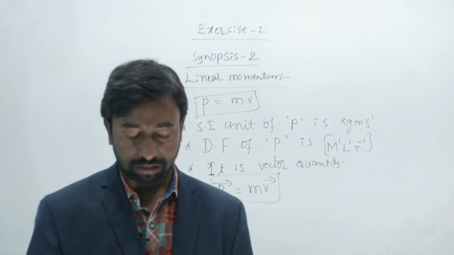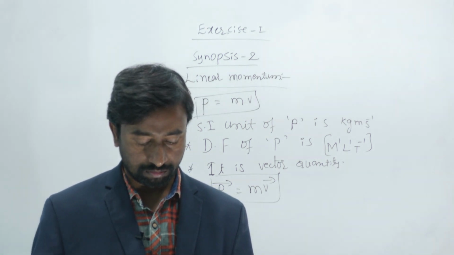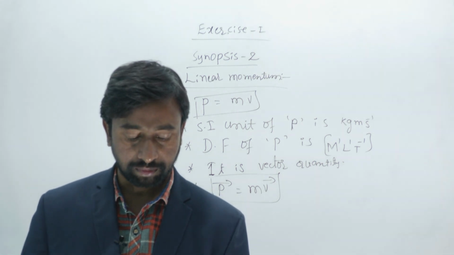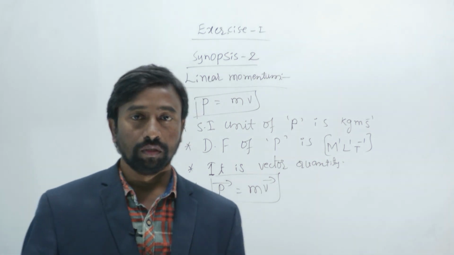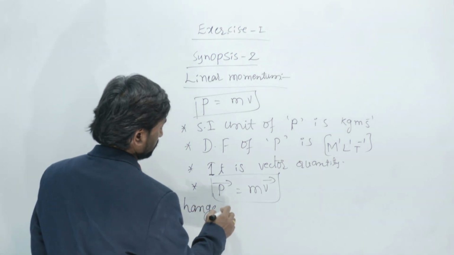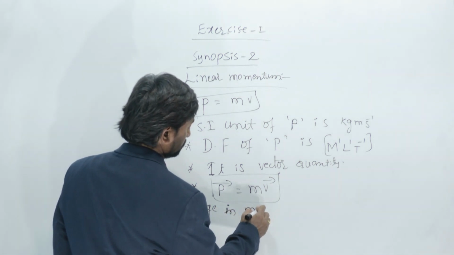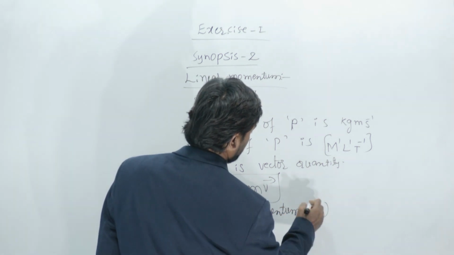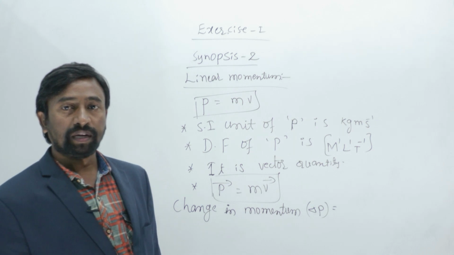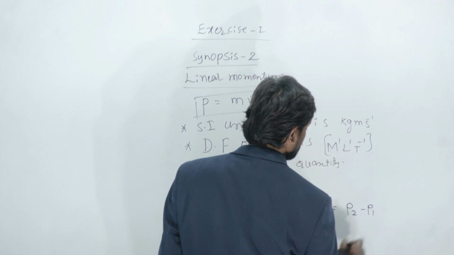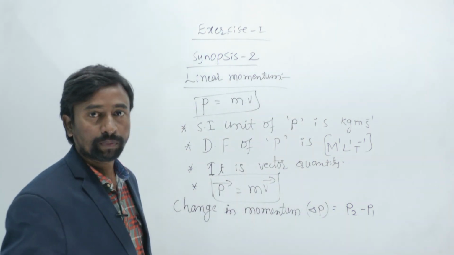Now we are going to see the next concept, that is change in momentum. The change in momentum is denoted by delta P. It is nothing but the difference between final momentum and initial momentum. So that is P2 minus P1. Delta P is equal to P2 minus P1.